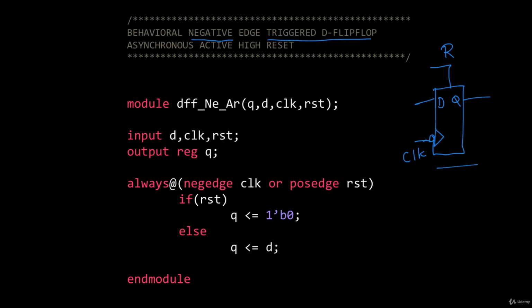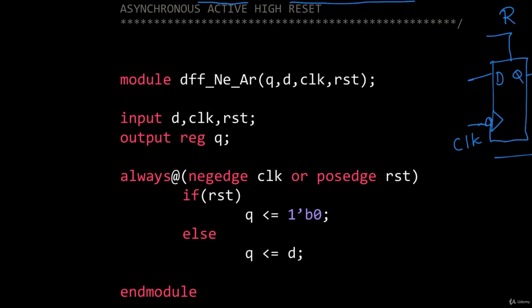So for a negative edge triggered D flip-flop, the only thing that changes is this keyword, that is negedge clock. So we look for a falling edge at clock. When the clock goes from 1 to 0, that is the falling edge at clock. The rest of the code remains the same.